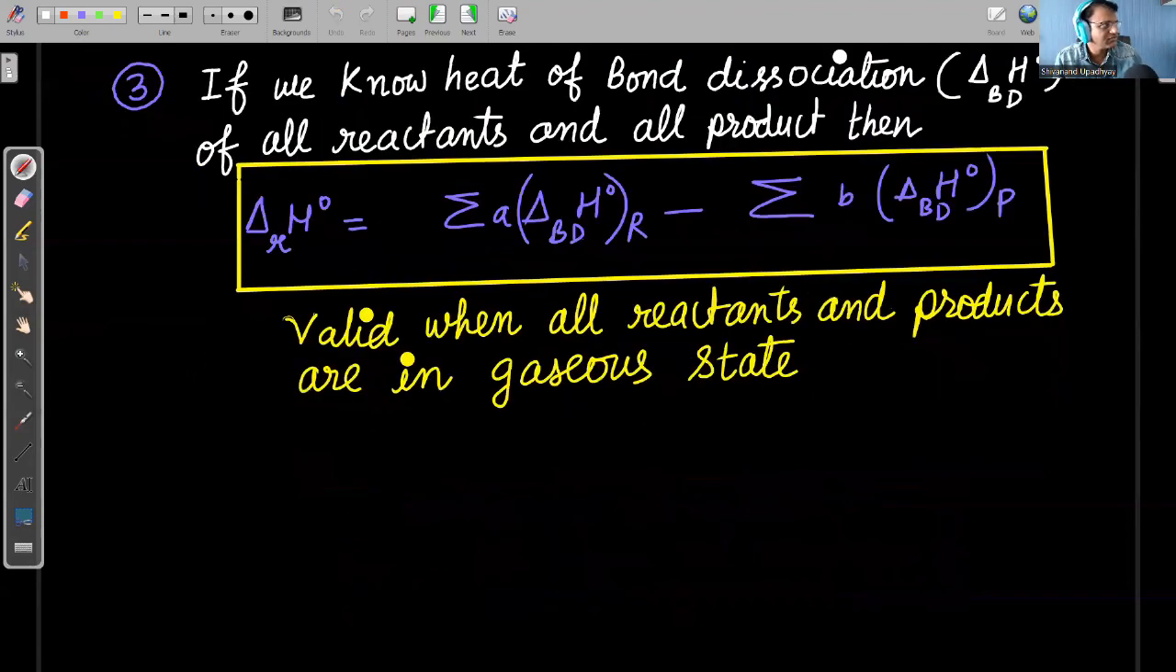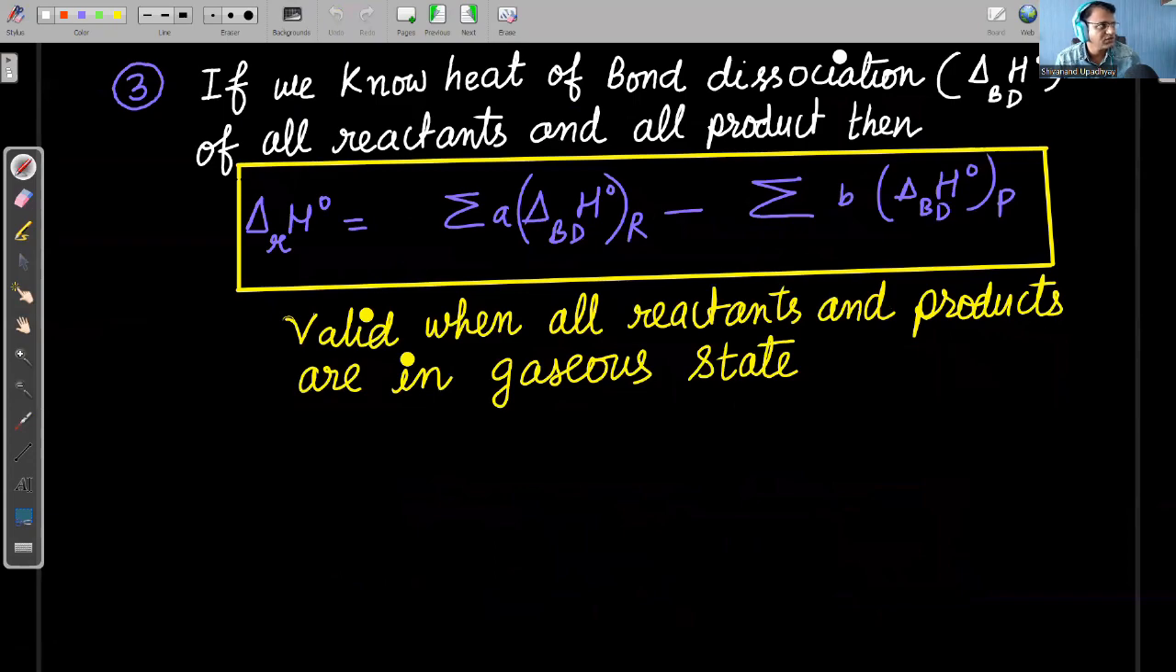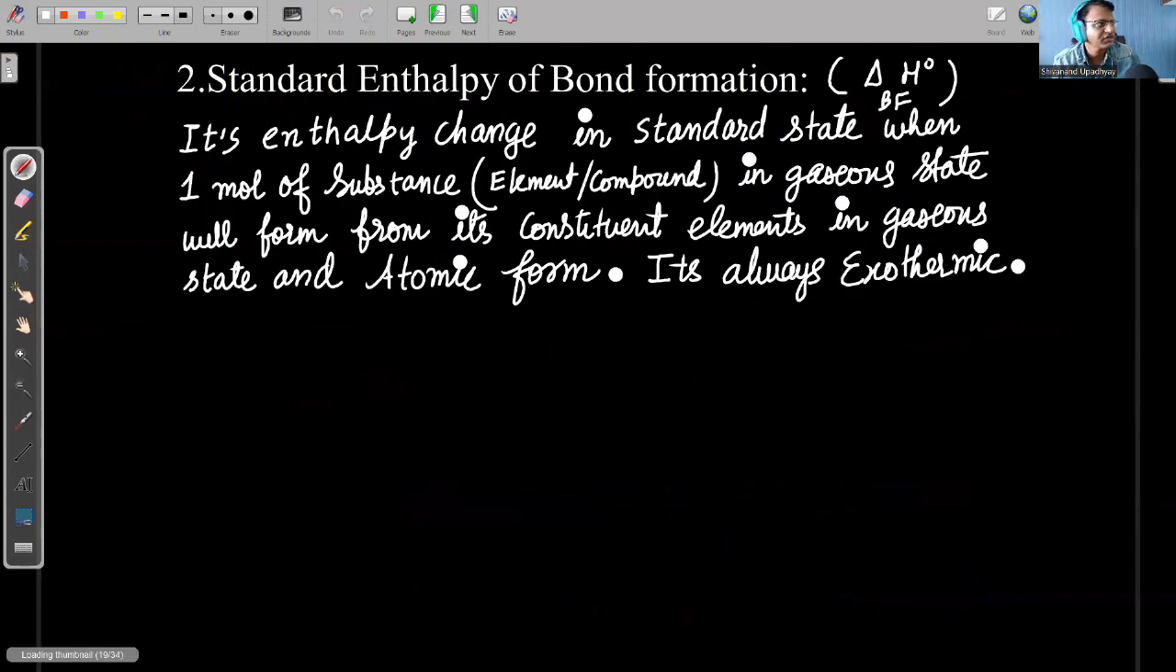When we are applying this summation formula, the first formula is regarding heat of formation. This is valid for all chemical reactions. But for the second formula, bond formation will take place when the atoms are in gaseous state. So in bond formation and bond dissociation, all the reactants and all the products should be in gaseous state. Only then are the second and third valid. And the fourth is combustion. Combustion is also valid for all reactions, provided we know the heat of combustion of all the reactants and all the products. So these are the four formulas. In JEE Mains, such questions are asked: they will give formation values and ask what is the heat of reaction.